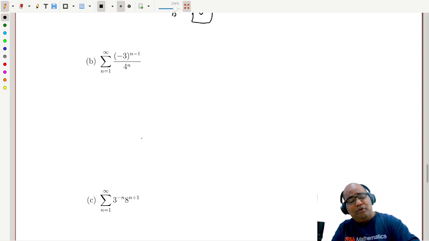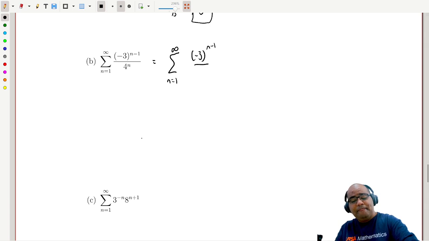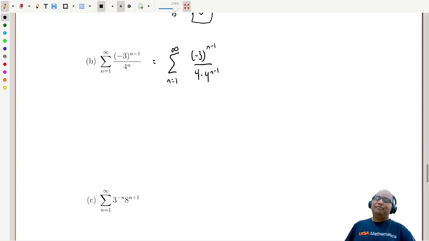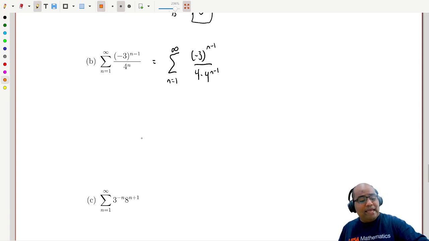What I'm going to do is write this 4 to the n as the following. To start the sum at n equals 1, we have negative 3 to the n minus 1. And to write this 4 to the n, something very clever: I'm going to write this as 4 times 4 to the n minus 1. Now, why did I do that? Well, now if you take a look here, my exponents match.